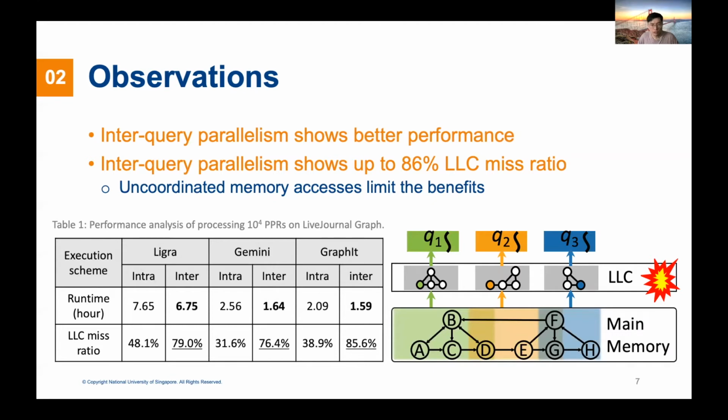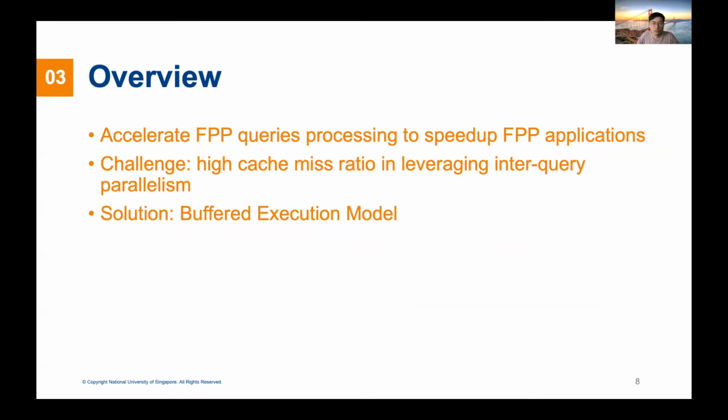As given in the illustration here, 3 queries are executed by 3 different threads. As the threads are working on different parts of the graph, they are likely to fetch graph data into the last level cache and evict graph data used by other threads, which causes significant cache thrashing. In this work, we aim to accelerate the processing of FPP queries as it is the major bottleneck for most FPP applications. We propose a buffered execution model to address the high cache miss ratio in leveraging inter-query parallelism.